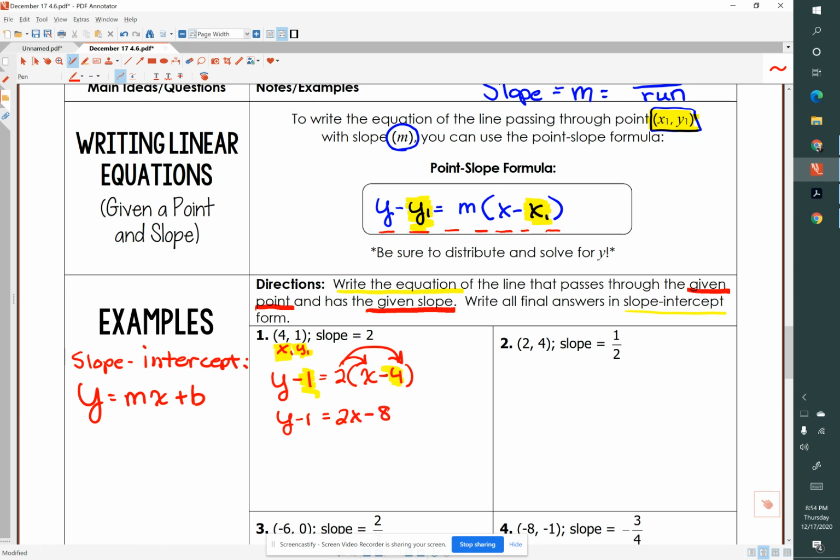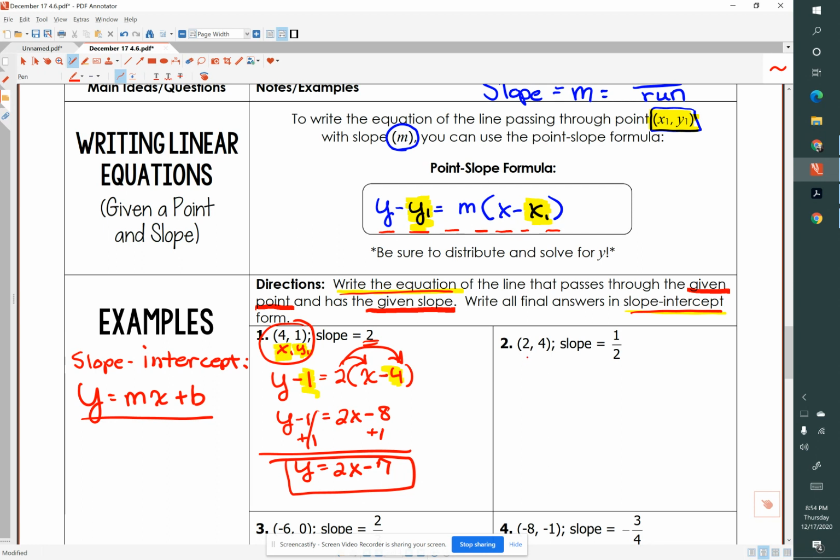And then we solve for y so that we can get to the slope-intercept form, which we'll do just by adding 1 to both sides of the equation. So add 1 there, add 1 there. Y equals 2x minus 7. And that's the final answer. So we have just written the equation in slope-intercept form of the line that passes through 4, 1, and has a slope of 2. So let's go to the next one.